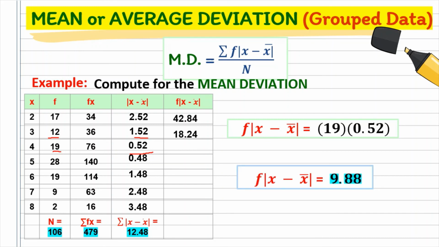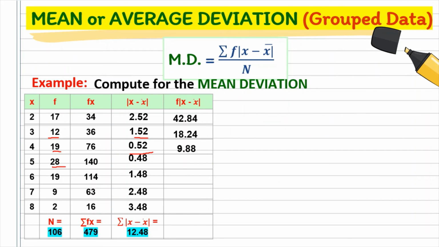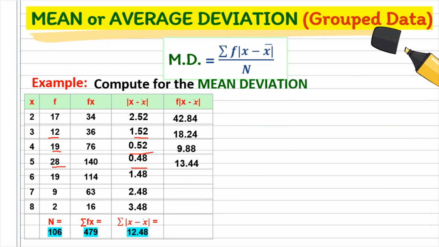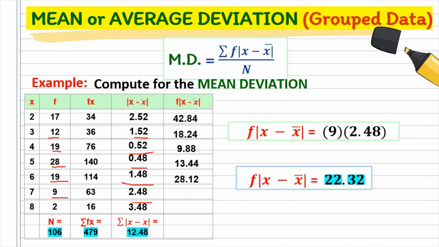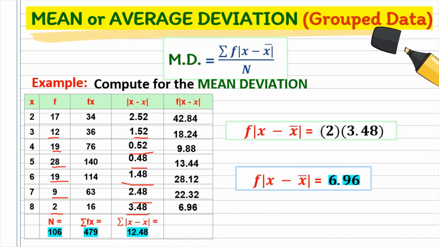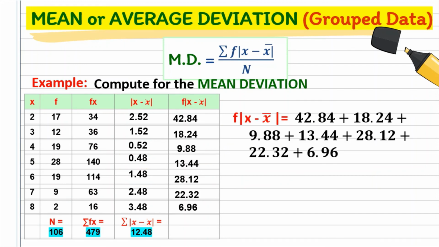Next, 19 times 0.52, the answer is 9.88. Then 28 times 0.48, so the answer is 13.44. 19 times 1.48, the answer is 28.12. The next 9 times 2.48, so that is 22.32. Then 2 times 3.48, so the answer is 6.96. Then we will add all para makuha natin yung summation ng product of the yan. So, yung kailangan natin sa mean deviation. So, the answer is 141.8.